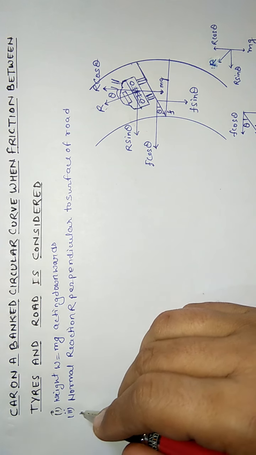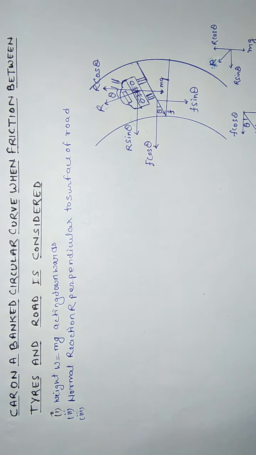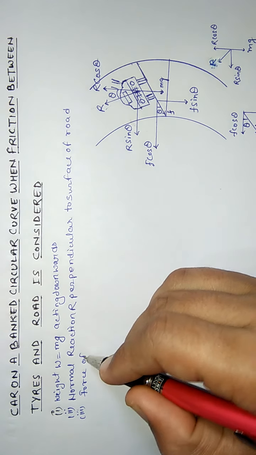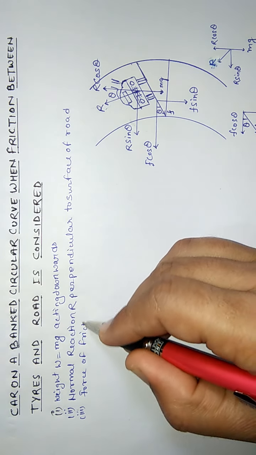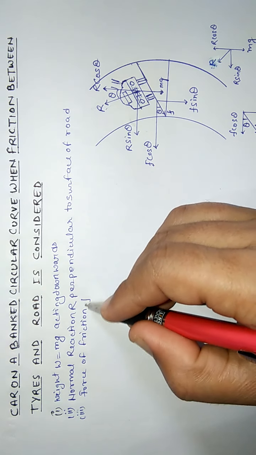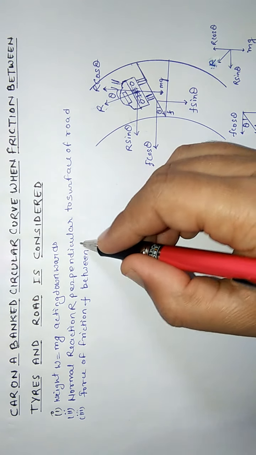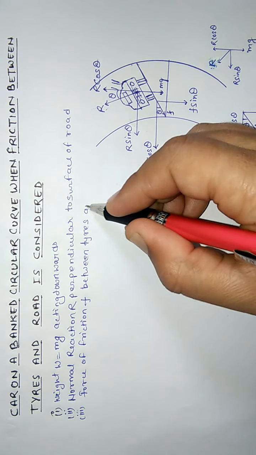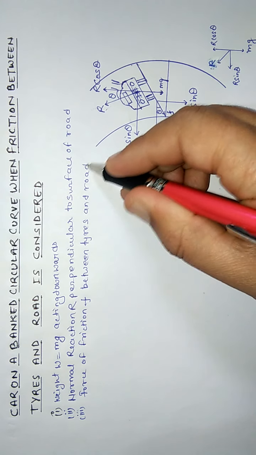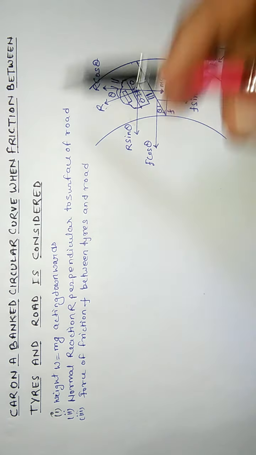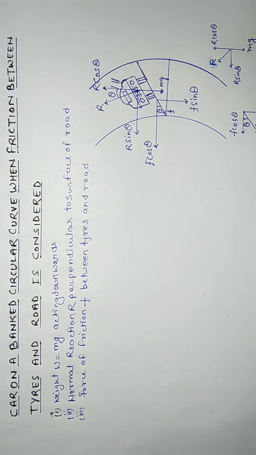Now the third force acting on the car is the force of friction, F, between tires and road. Now these three forces act on this car, which is moving along a curved circular path.